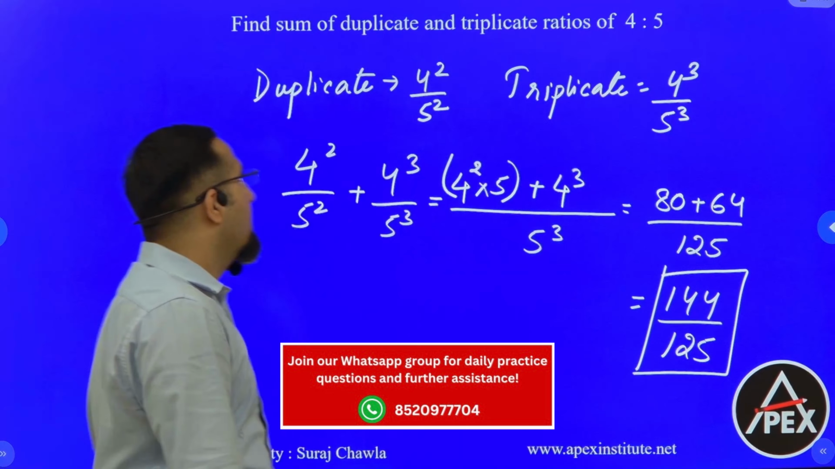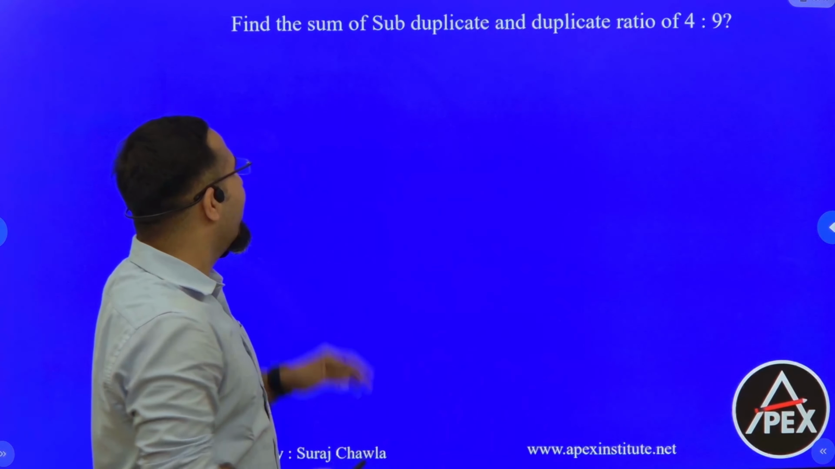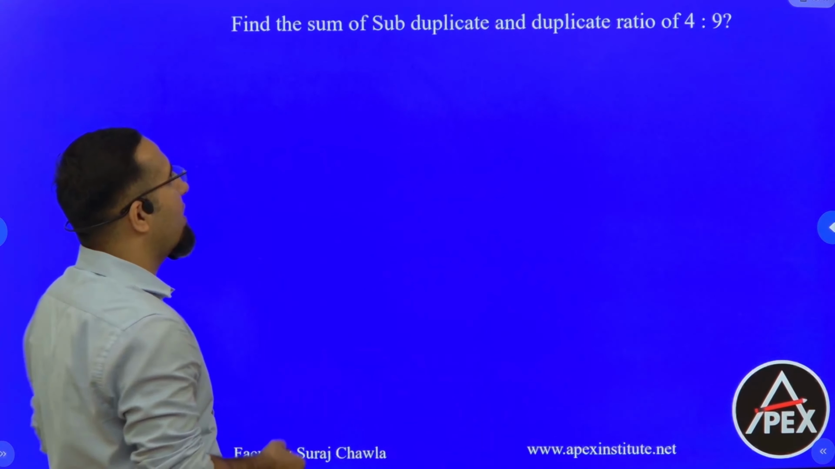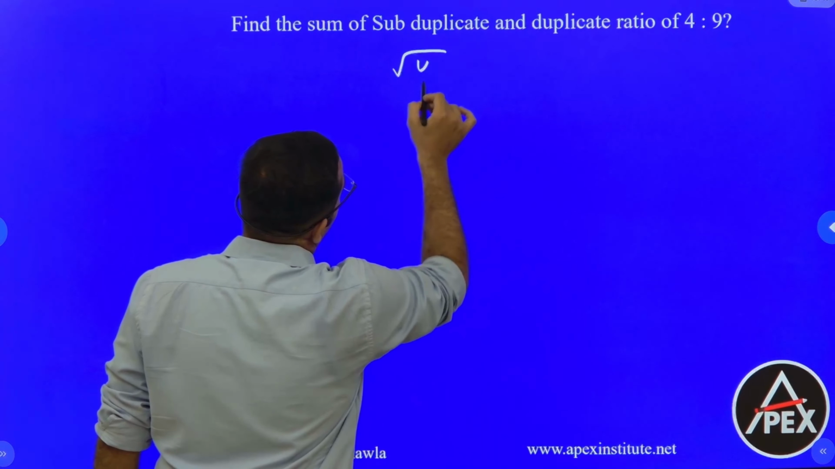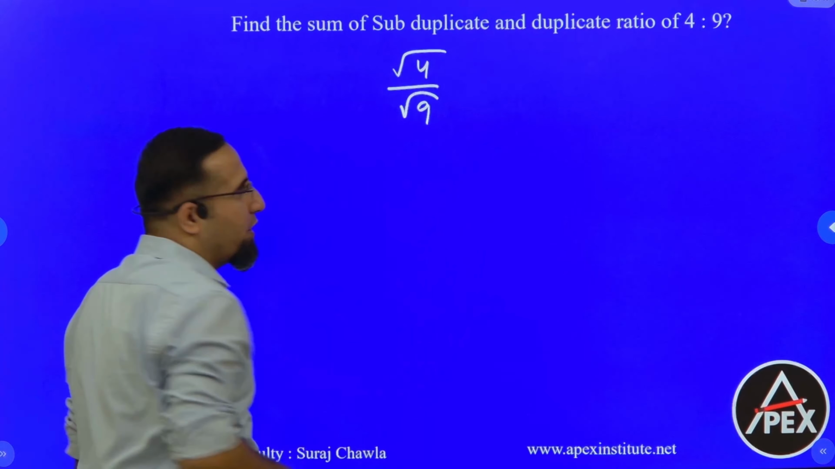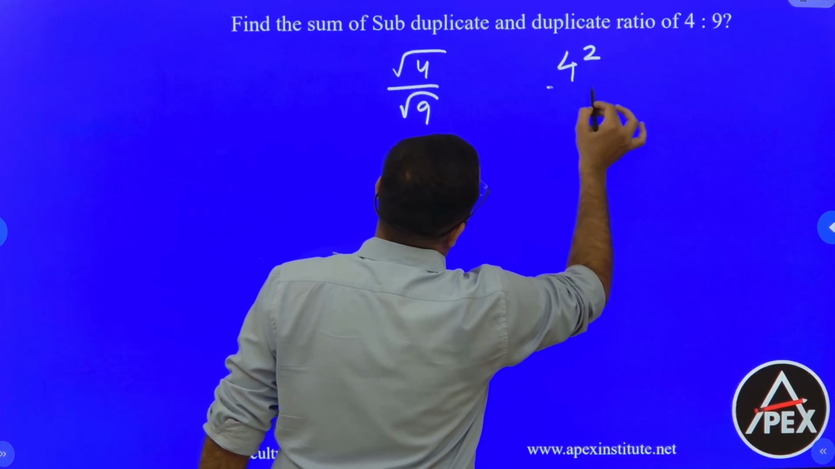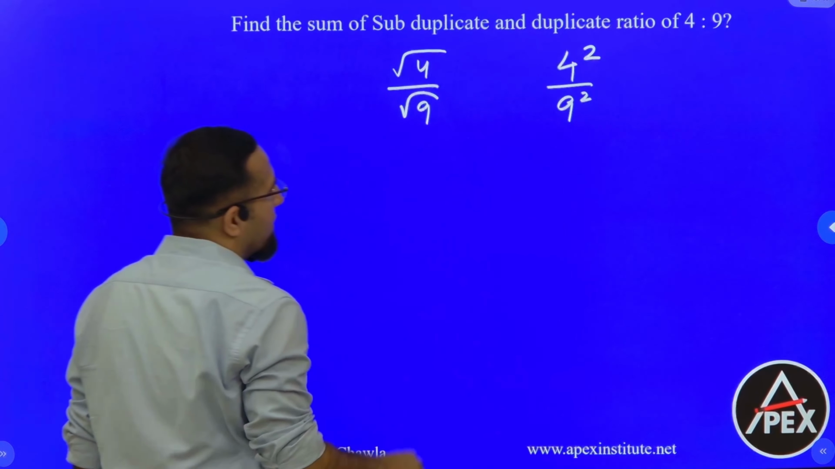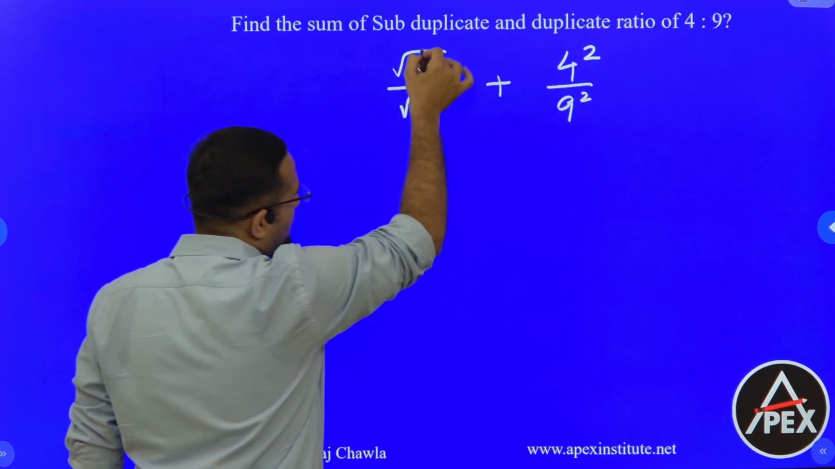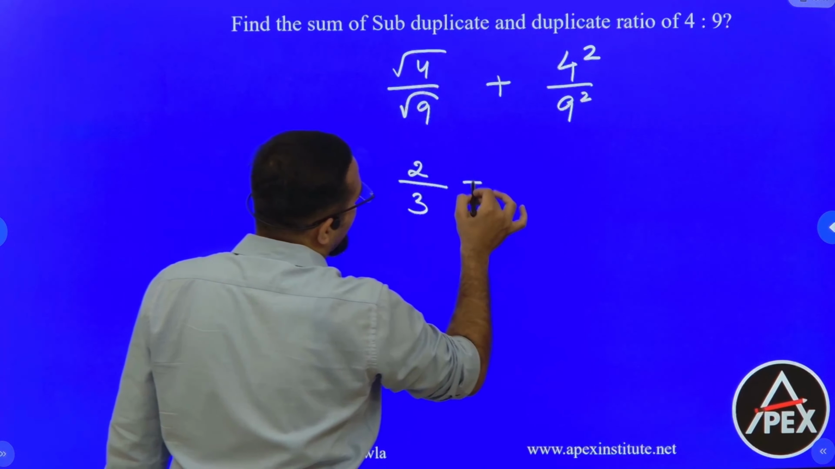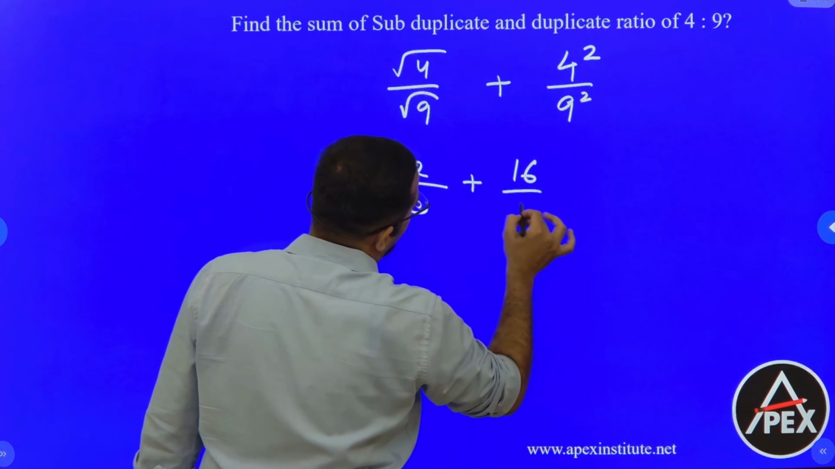Clear? Right? So let's look at one more question here. So find the sum of subduplicate ratio and duplicate ratio of 4 is to 9. So subduplicate ratio of 4 is to 9 is square root of 4 is to square root of 9. And duplicate ratio of 4 is to 9 is 4 square by 9 square. Clear? And I want the sum of these two. So square root of 4 will give me 2 and square root of 9 will give me 3. This will give me 16 by 81.